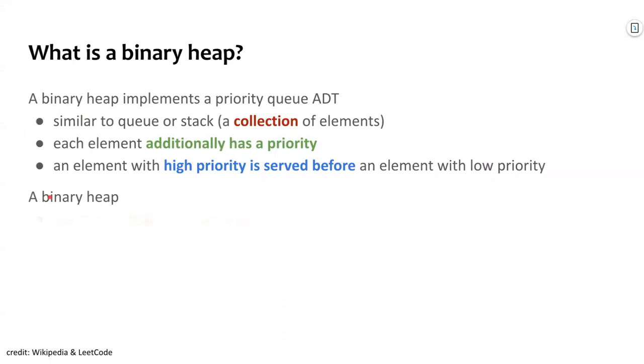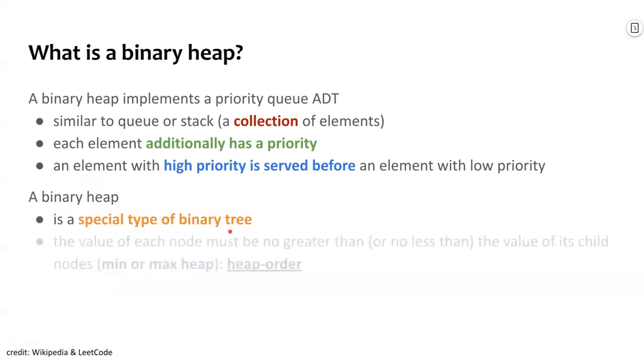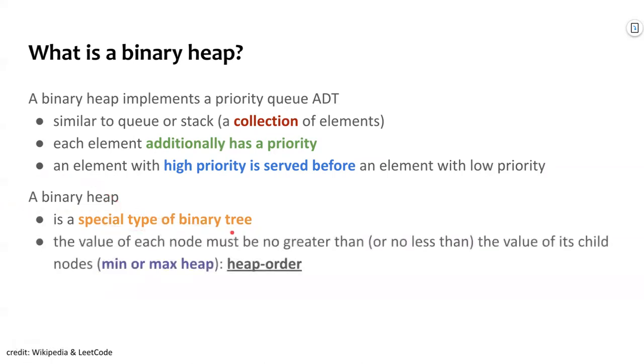And a binary heap is a special type of binary tree. In the last lecture, we talked about binary trees. And a binary heap is a special type of binary tree. So what is a binary heap? In the case of binary heap, which is a special type of binary tree, the value of each node must be no greater than the value of its child.